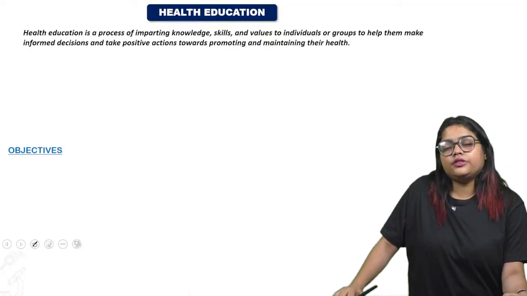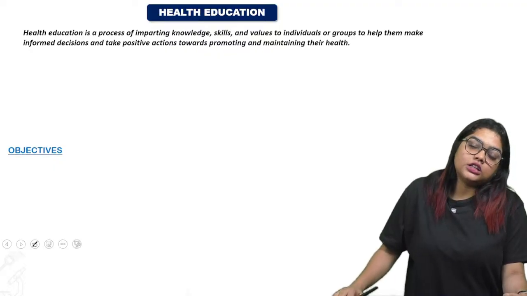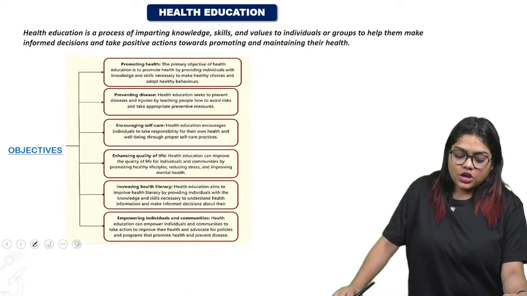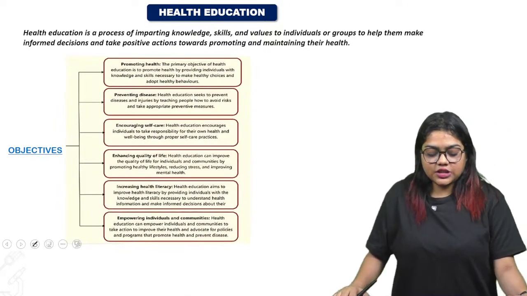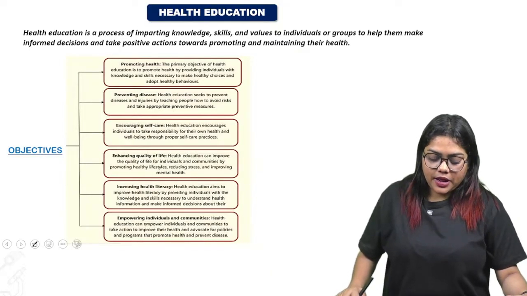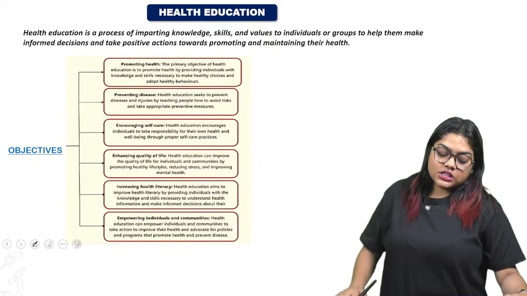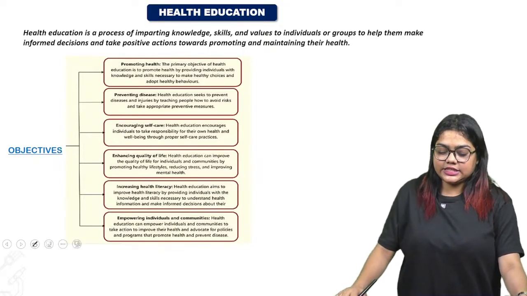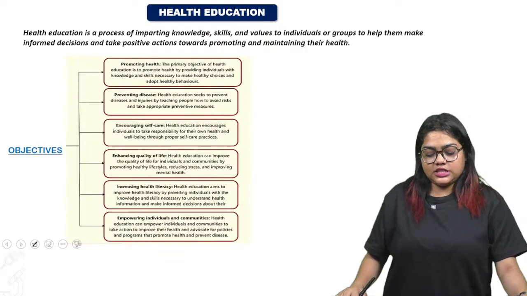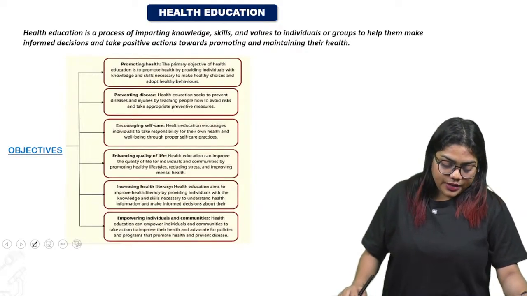Now before giving any health education, we have to know what the objectives are. Okay, so what are the objectives? The objectives include promoting health. The primary objective of health education is to promote health by providing individuals with the knowledge and skill necessary to make healthy choices and adopt healthy behaviors.